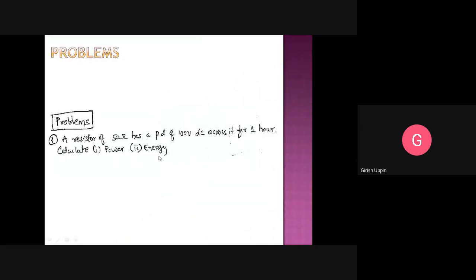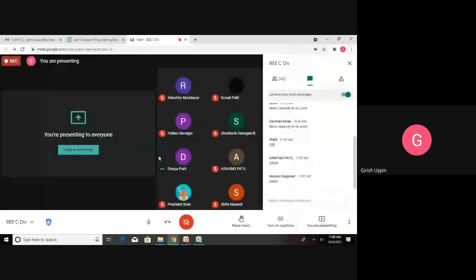And what would be the energy? Energy is equal to power into time, or energy is equal to V into I into time, or energy is equal to I square R into T, or energy is equal to V square by R into T. What is the energy? 1200 kilowatt hour. 60 into 200. See, when you make 1 hour as 60, correct?